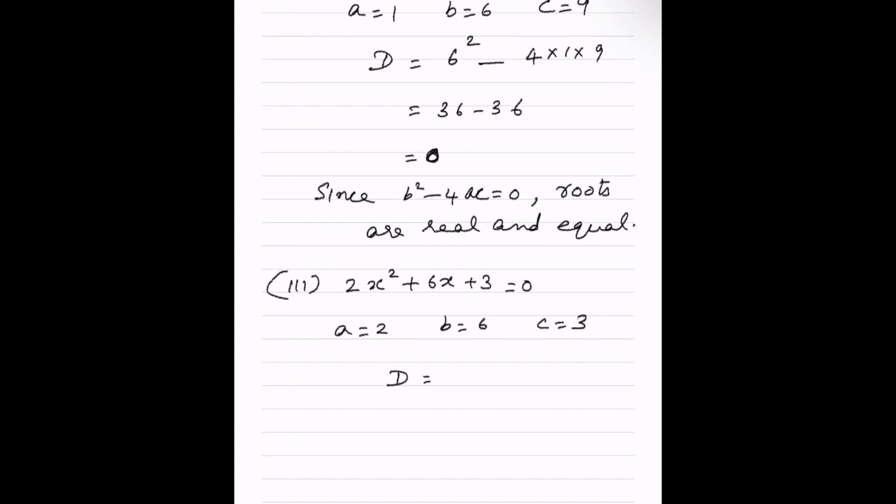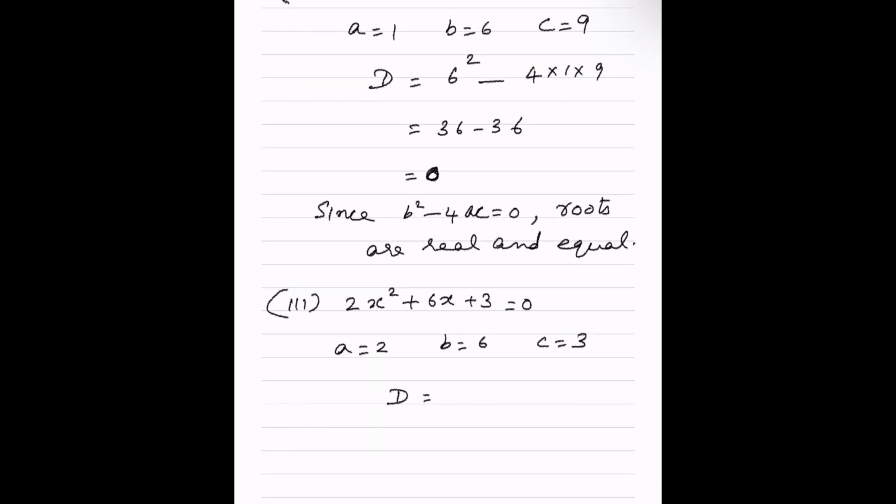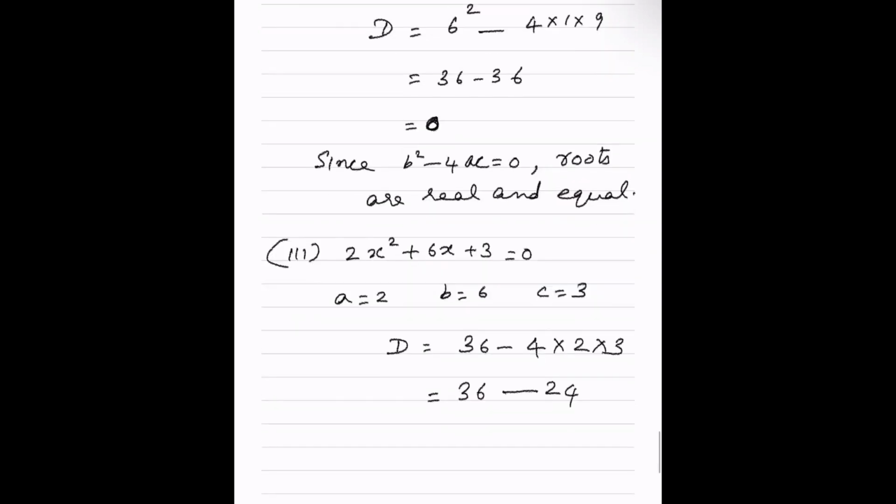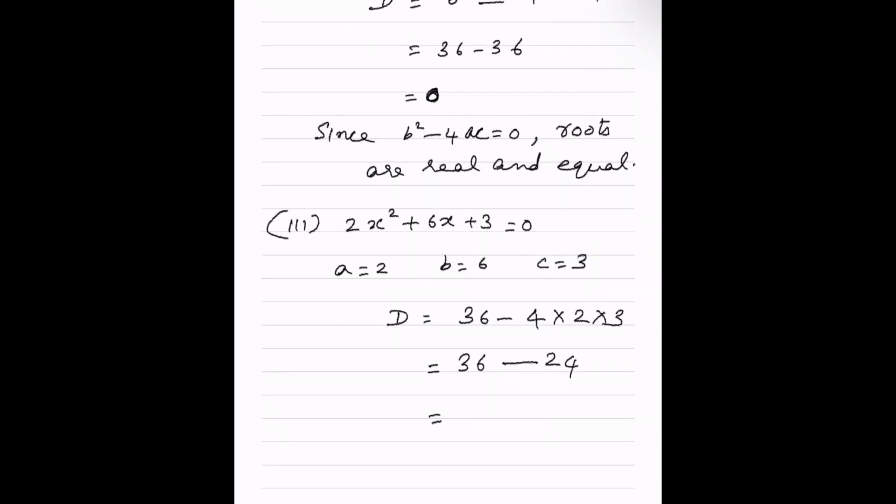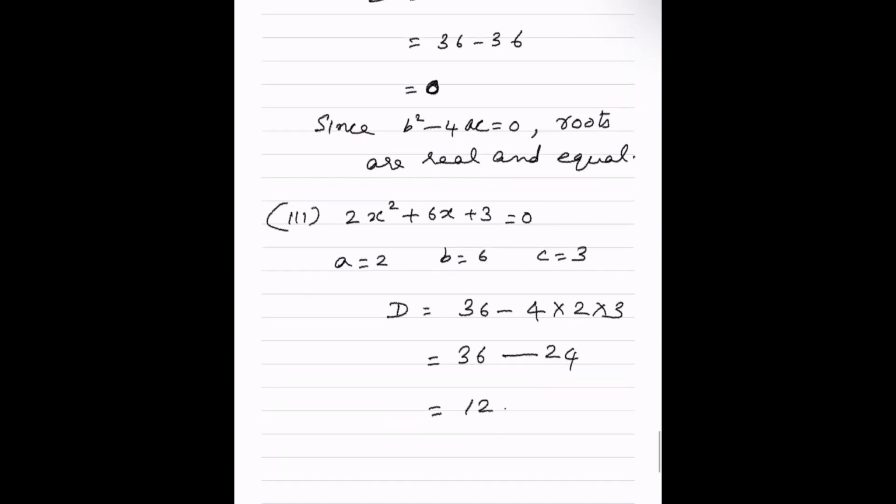Okay? So now D is, what is D? D is going to be B square minus 4AC. What is B square minus 4AC here? Again, 36 minus 4 into 2 into 3, which would be 36 minus 24, which is 12. Okay, so this is 12.